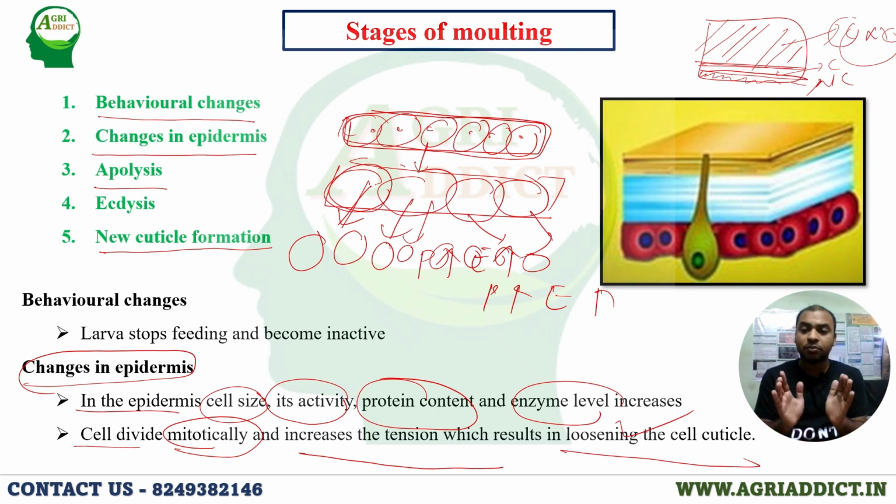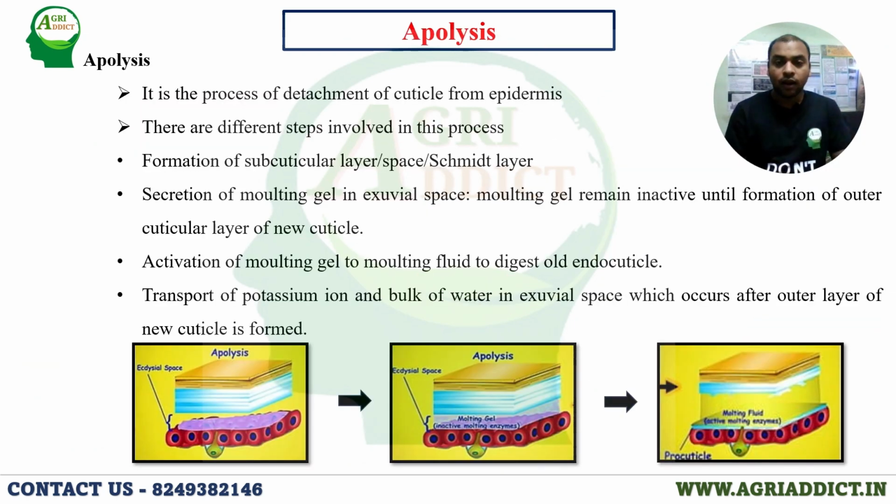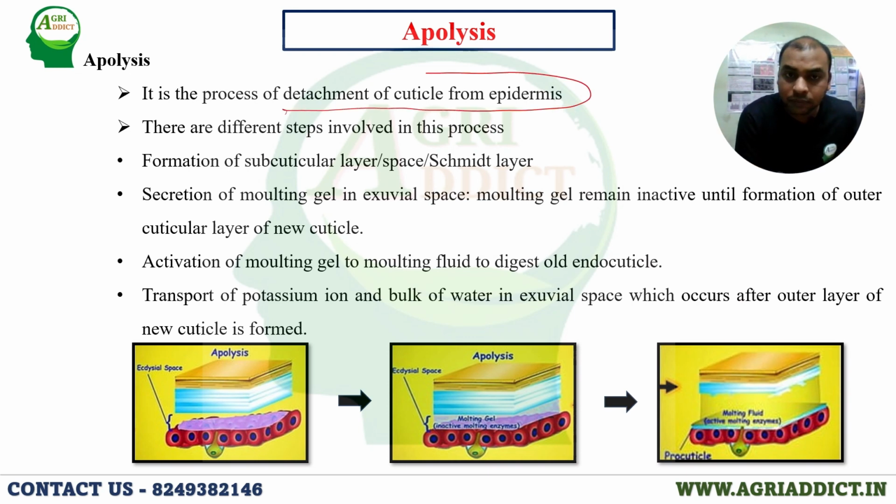What is the reason behind it? Due to the increase of cell content, cell size, protein content, enzyme content, everything, the space is limited. So to form a new space, the molting process started. And this is apolysis. What is apolysis? Apolysis is the process of detachment of the cuticle from the epidermis. Very important, you have to remember these things. Detachment of the cuticle from the epidermis.